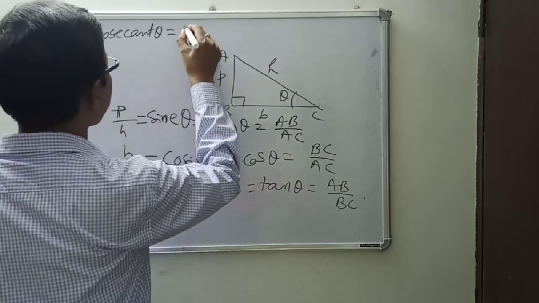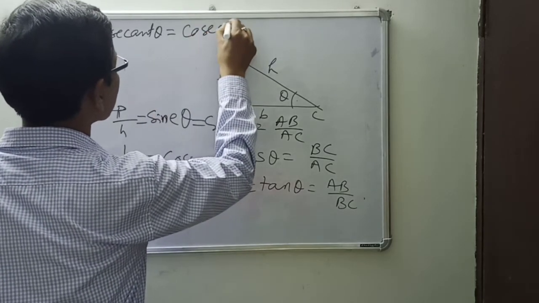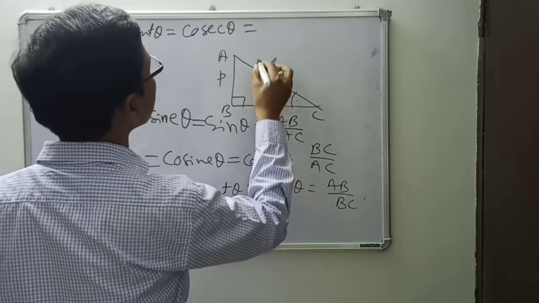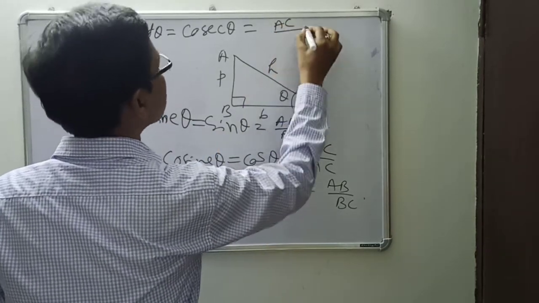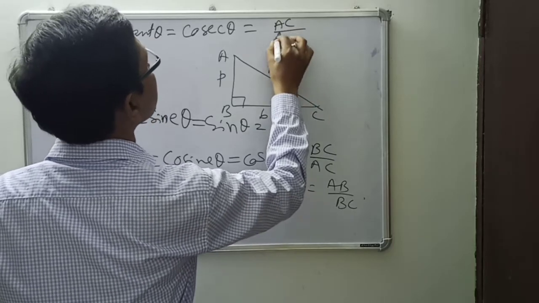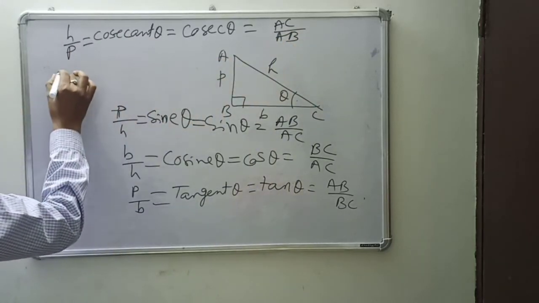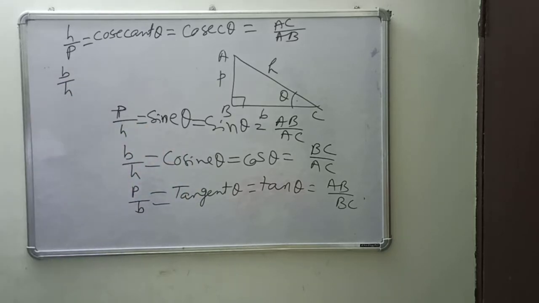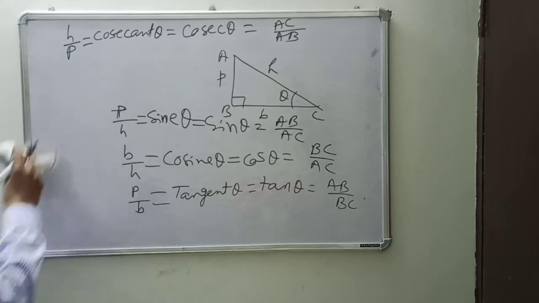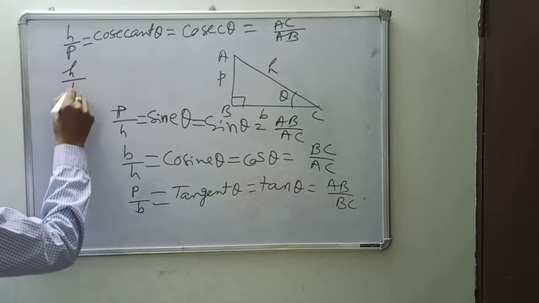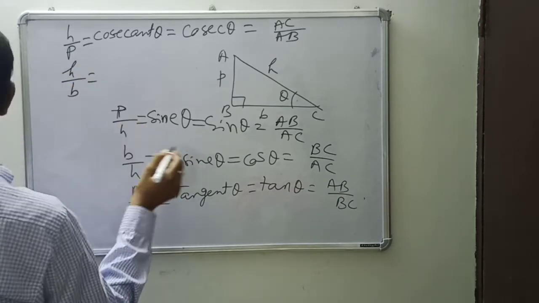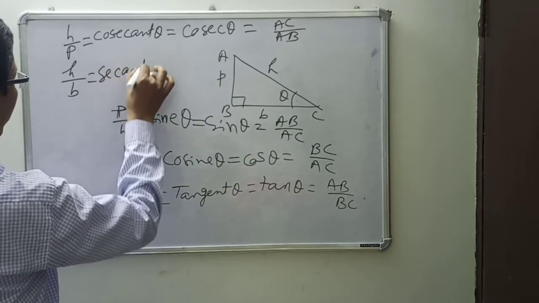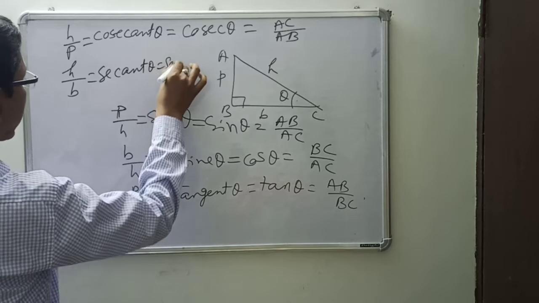We say that one as the cosec theta. So just opposite of sine it will be, that means for this figure it will be hypotenuse, that is AC by AB. Similarly, if we take the reciprocal of cos, that is B/H, then it will be H/B, that is the reciprocal of cosine, which is called secant. In short we say sec.